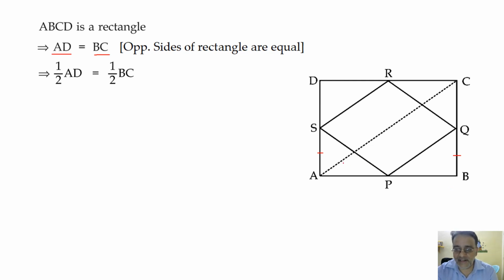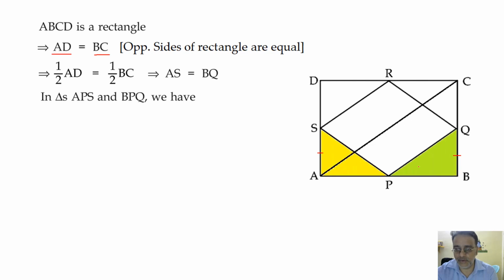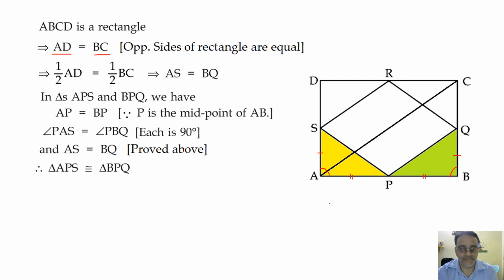अब हम लोग ये दोनों ट्राइंगल्स को कॉन्ग्रुएंट प्रूफ करेंगे. ध्यान से देखो, ये दोनों ग्रीन और येलो, ये तो ऑलरेडी प्रूफ कर चुके हैं. AS is equal to BQ. Now AP is equal to BP. Why? P is the midpoint of AB. Very good. And these two angles are equal. Why? Each 90 degrees. Very good. Because it is a rectangle ABCD. So each 90 degrees. So these two triangles are congruent by which criteria? SAS criteria. Very good. SAS criteria.